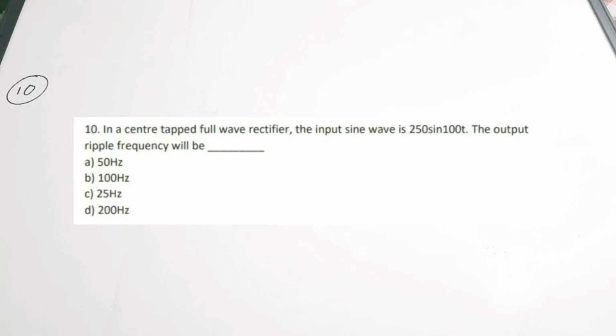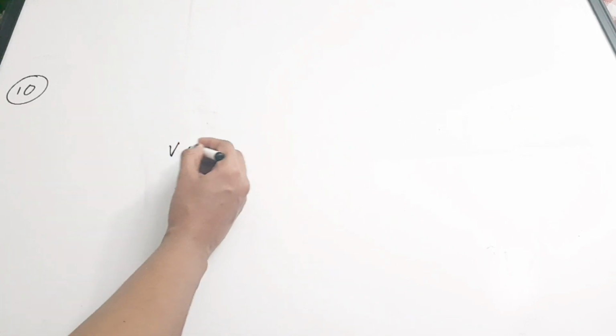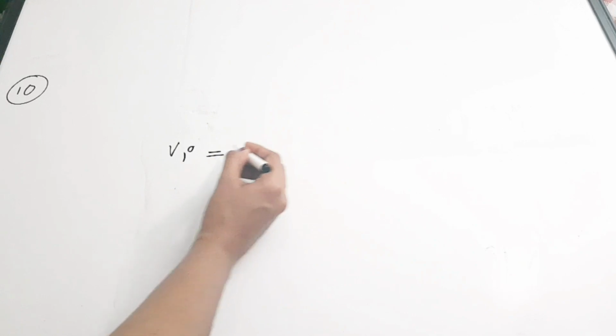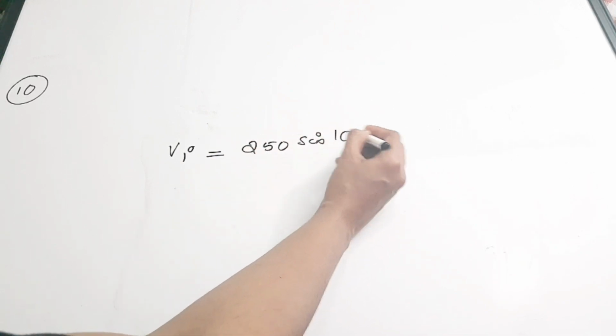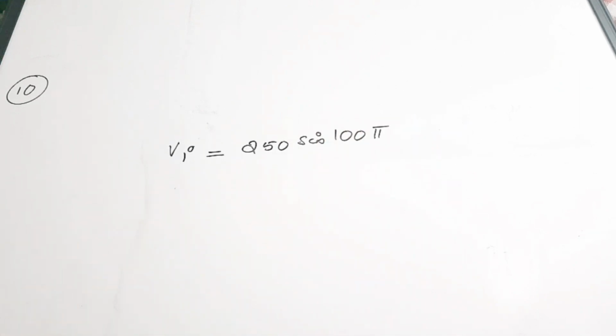The 10th question is, in a center tap full wave rectifier, the input sine wave is 250 sine 100 t. The output ripple frequency will be dash. Okay, so this question is again connected to the ripple frequency, but the input frequency is not directly given. The equation of the wave is given. So what is the equation of Vi? Vi equal to 250 sine 100 t. Okay. So this is your input sine wave equation.